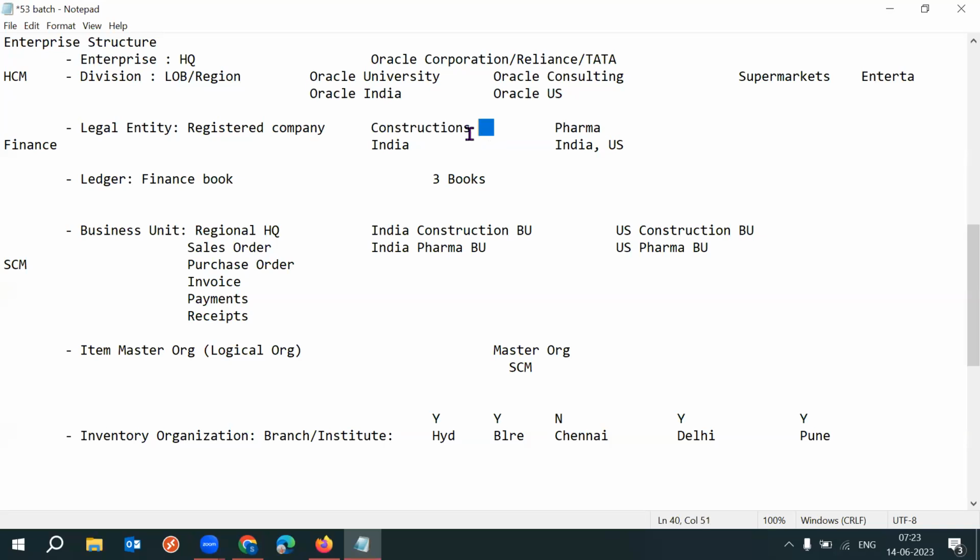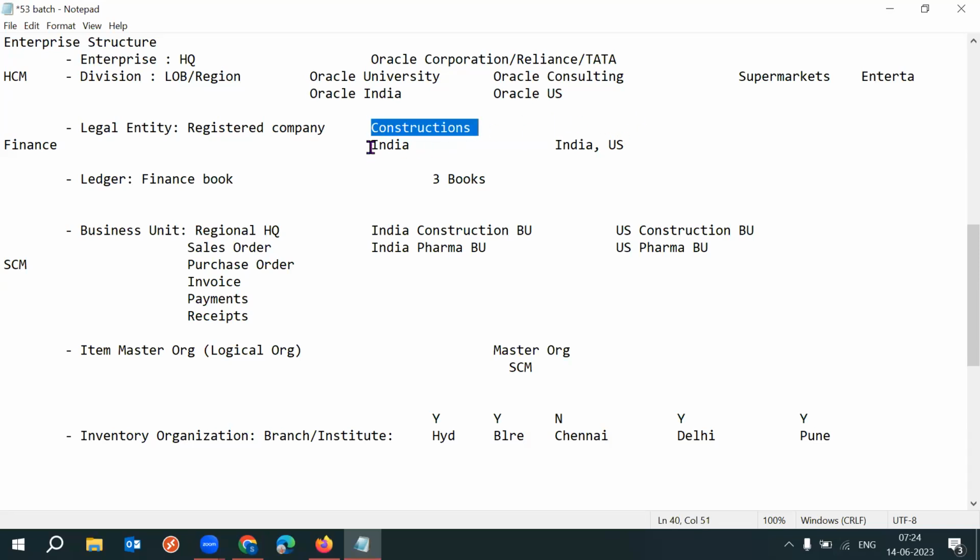Suppose your construction company is into many countries. You had better have only one master organization for construction and one for the pharma business, because these products and those products are completely different. That's why you had better maintain separate master organizations for separate lines of business. Suppose you are just into construction, not into pharma. Then only one master organization is enough.